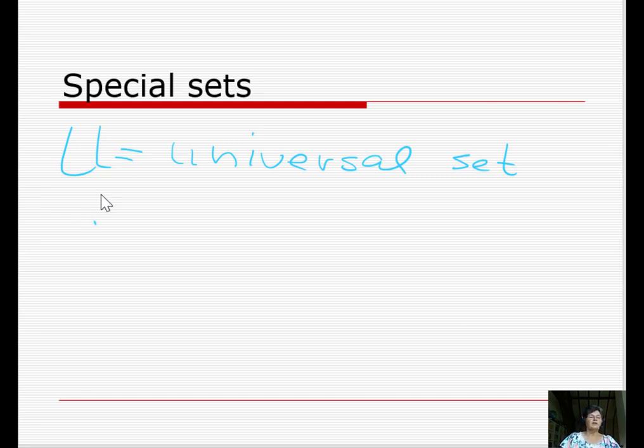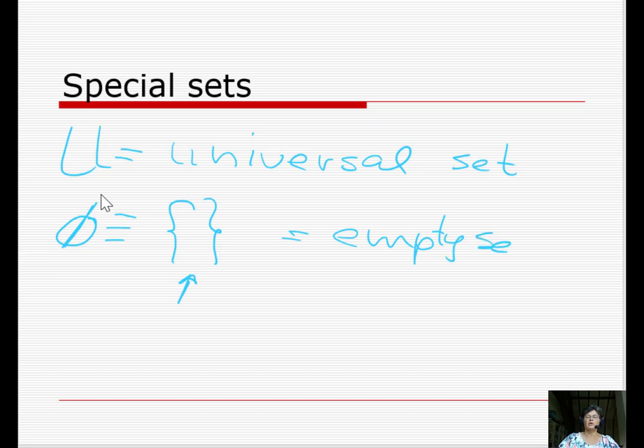And if we look at another special set, that's this one, which we can also write like this. And if we look at the second notation, then you already think of, okay, it's a set with nothing. And indeed, this is called the empty set. So a set with no elements. So if we look at the elements from the universal set, then none of those elements are inside the empty set.